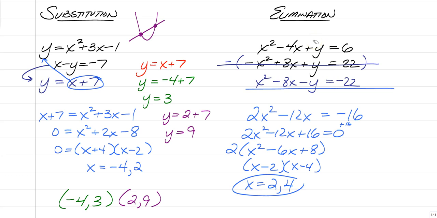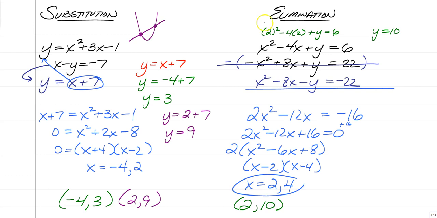I'm just going to go back to the top one, and what we're going to do is just substitute in the 2 first. So that's going to give me 2 squared minus 4 times 2 plus y is equal to 6. So we obviously have 2 squared is 4 minus 8, so that's a -4, plus y, add 4 to both sides, and you're going to get y is equal to 10. So when we substitute in a 2, we get 2 comma 10. That's one of our intersections. We have to do it again.